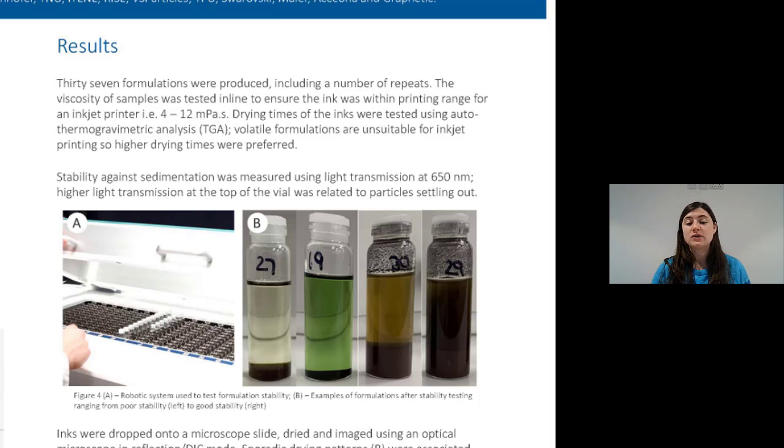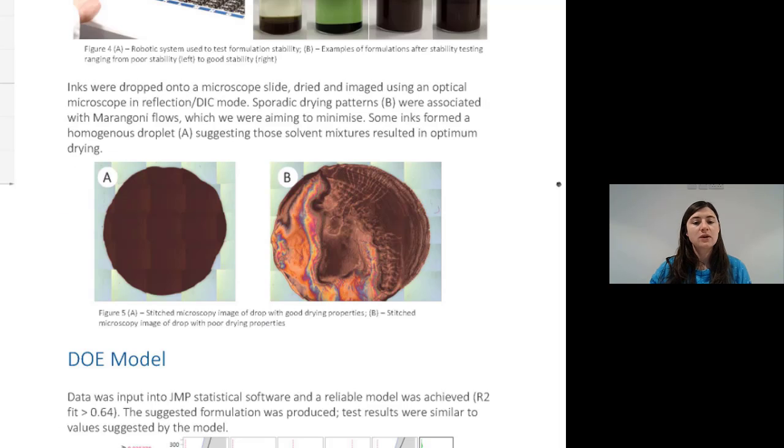The light transmission was used to measure the dropout of particles, so the sedimentation of those particles over time. As the particles drop out, the tops of the vials become more transparent. And TGA was used to measure respective drying times. We also looked at microscopy to carry out imaging of the wetting of the droplets.